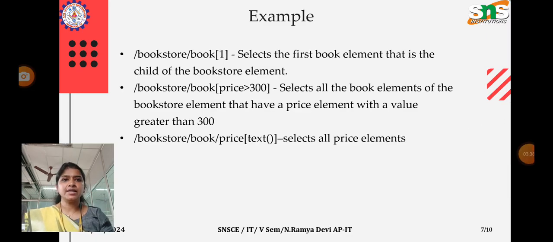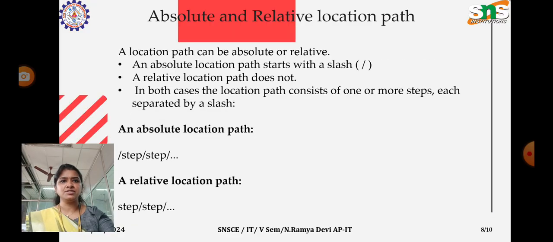So this is an example. Bookstore/book[1] selects the first book element that is the child of the bookstore element. If it is /bookstore/book[price>300], it selects all the book elements of the bookstore element that have a price element with a value greater than 300. And /bookstore/book/price/text() selects the text of all the price elements.